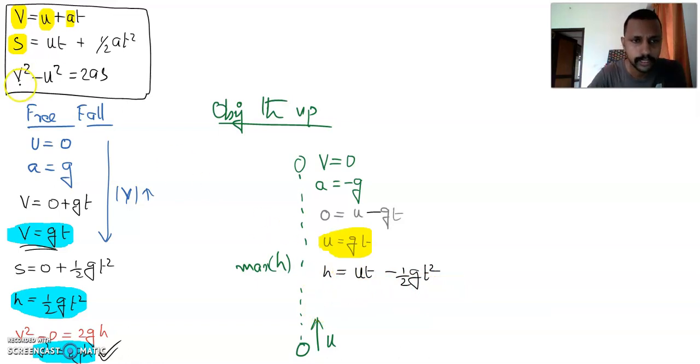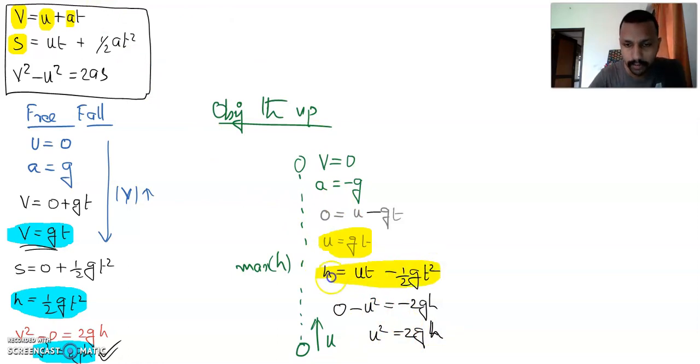Then the third equation, v square minus u square equal to 2as, can be rewritten as 0 minus u square is equal to minus 2gh. That means u square is equal to 2gh. Therefore, the three equations could be modified in the case of object thrown upwards as these three. Or you could directly remember v is equal to 0 and a is equal to minus g.